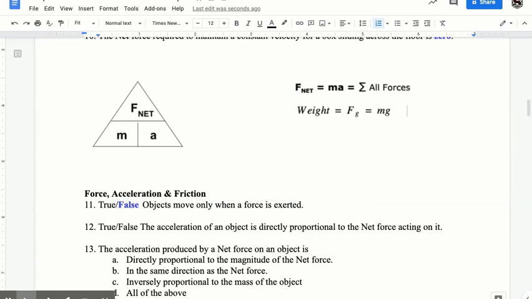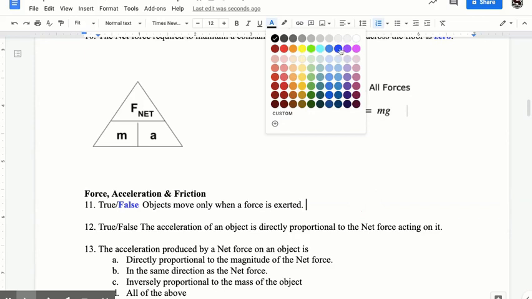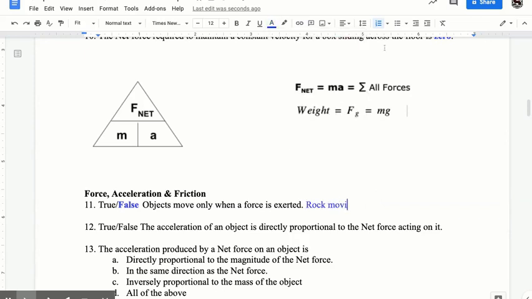I want you to think about, what about space? What about on an ice rink? Can you have a rock going through space with no one pushing it, but it's still moving? Yeah. So let me put that example so that you guys can see it. Rock moving through space. And there's no forces acting on that rock, but it's still moving because it started moving.